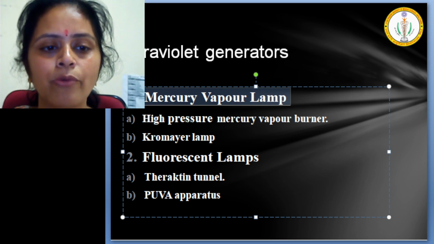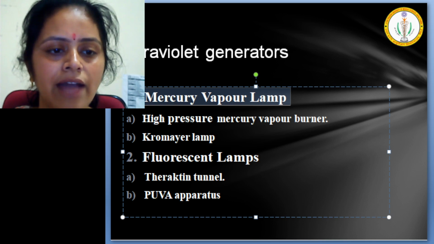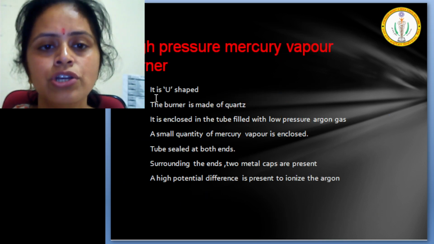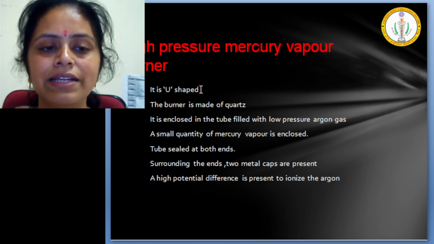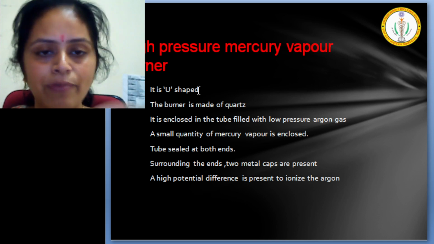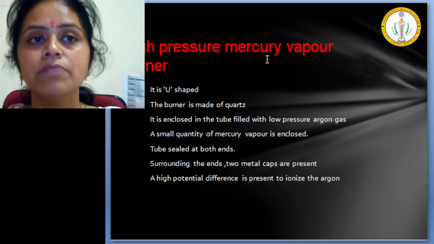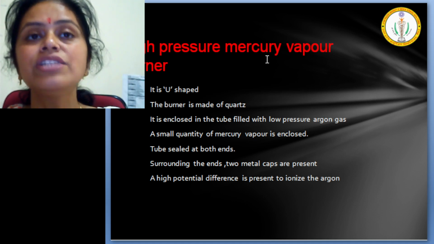So first of all, I am going to discuss the mercury vapor lamp, the high pressure lamp. Let us discuss the high pressure mercury vapor burner. As you can see here, it is written, it is a U-shaped tube. I am telling you the construction and working of this mercury vapor lamp, how this machine looks like and what its function is, how it works.